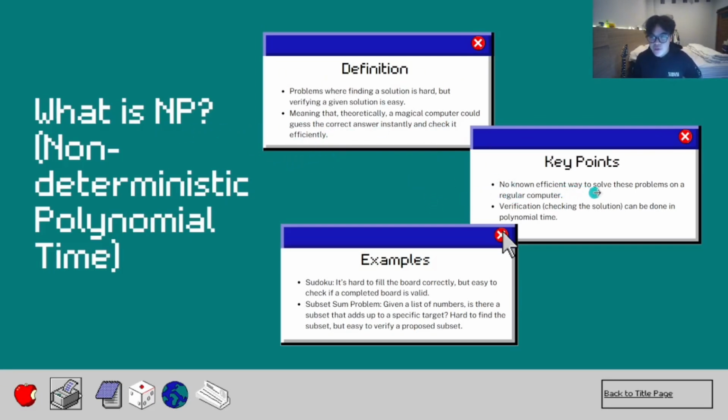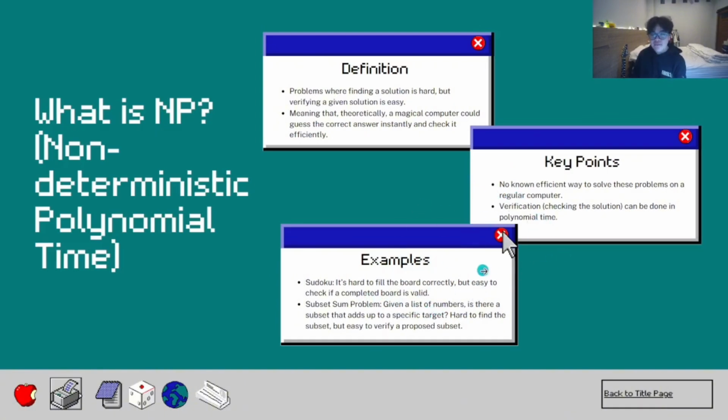Now, the key points to classify whether something is NP or not are, first, there is no known efficient way to solve these problems on a regular computer, and verification, checking the solution basically, can be done in polynomial time. Examples of NP problems are Sudoku, because it's hard to fill the board correctly, but easy to check if a complete board is valid. And also subset sum problems. Say, for example, we were given a list of numbers: is there a subset that adds up to a specific target? Hard to find the subset, but it is pretty easy to verify a proposed subset.